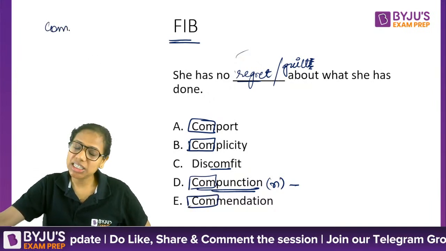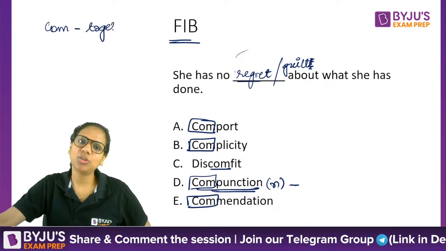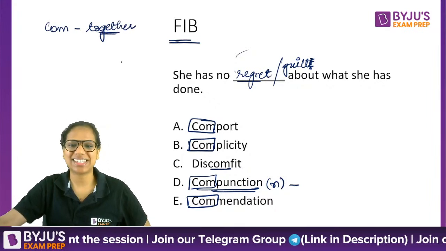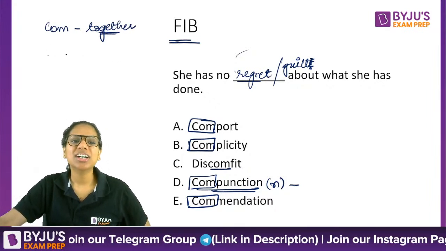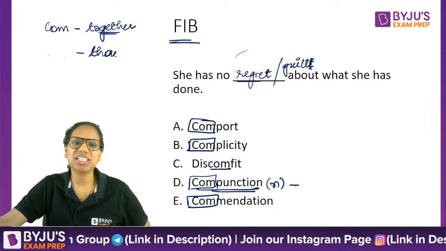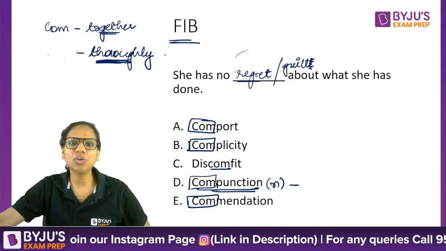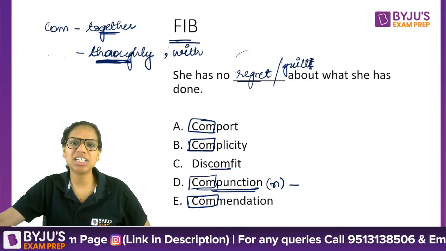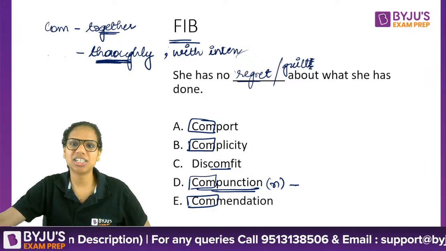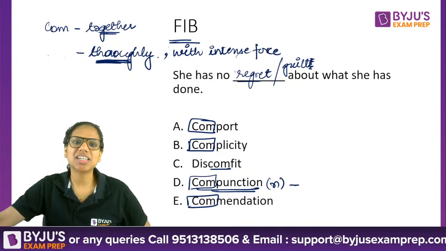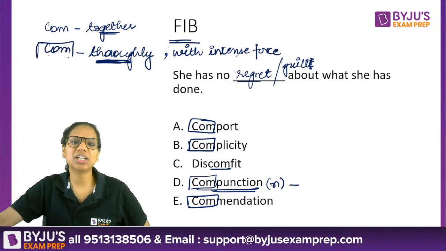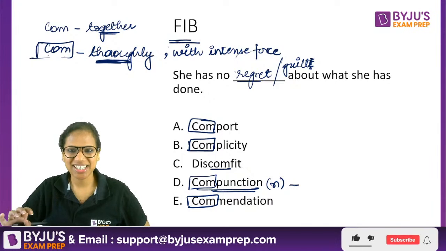Com, we did earlier that it means together. Now there is another meaning that com has, right? It means thorough, thoroughly, so basically with intense force. That is another meaning of com, and that is the meaning that we're trying to understand through these words, right?